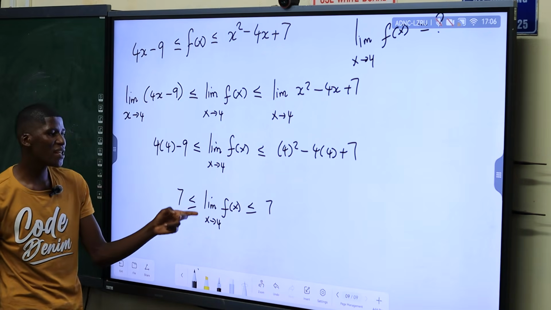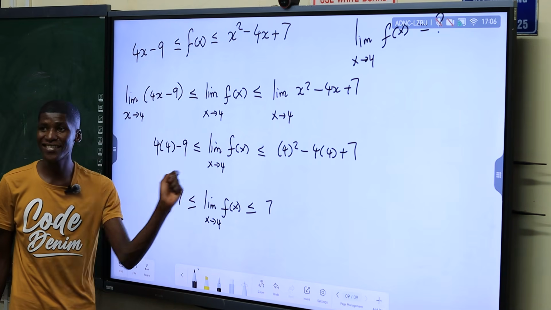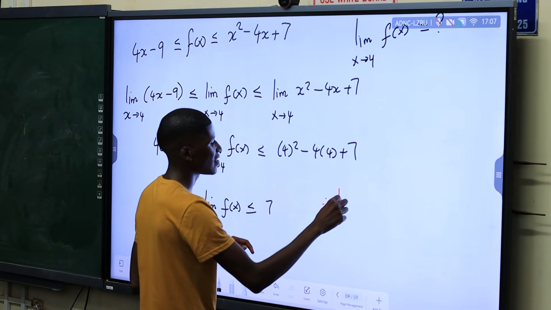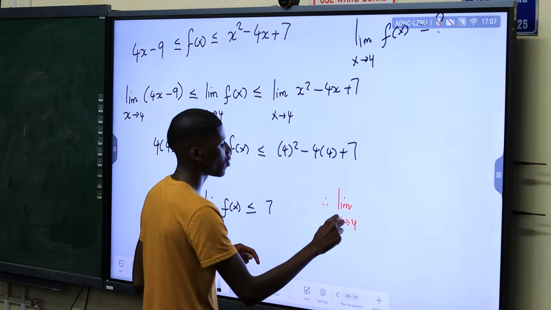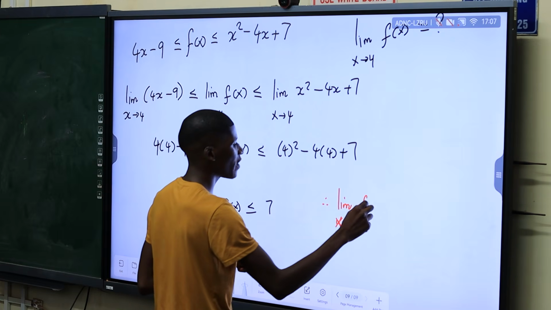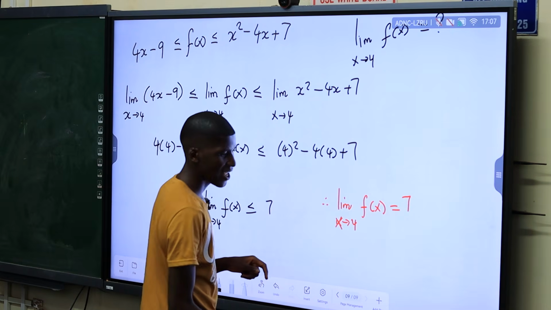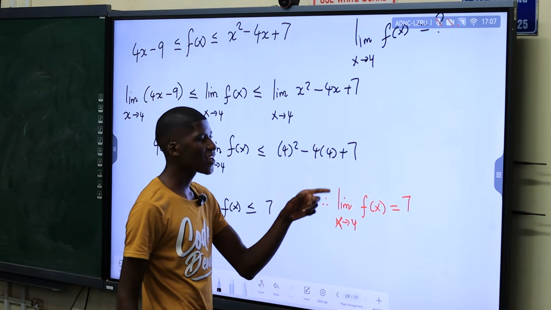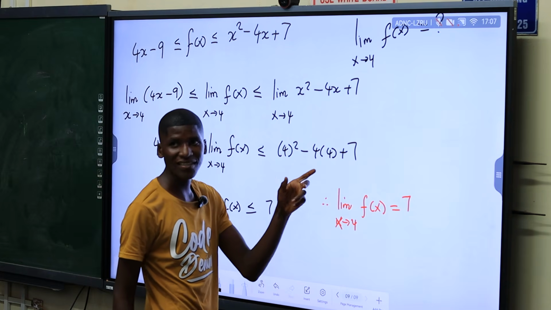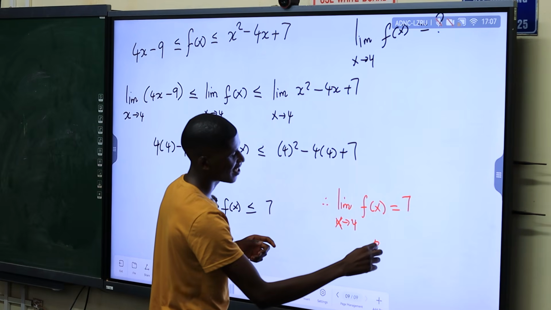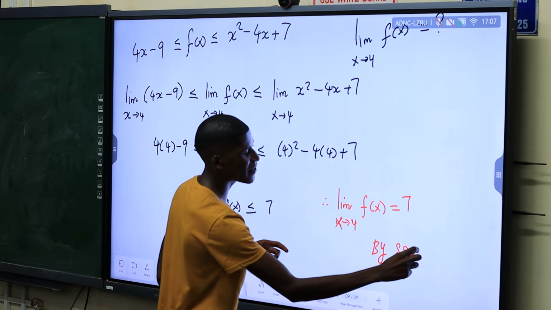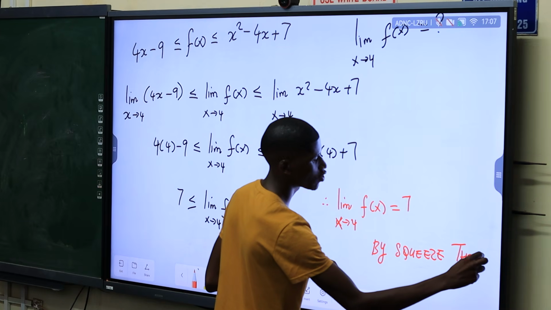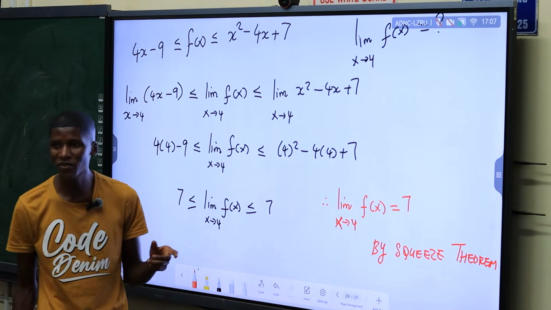That is 7. So now you see the limit is stuck between the same number, 7 and 7. In other words, I can just say, therefore, the limit as x approaches 4 of f of x, which is what we're looking for, must be equal to 7. But you are not finished here. What do you need to write to get full marks? By squeeze theorem. If you don't write the statement, you will be penalized. This is by squeeze theorem. So you've proven this by the squeeze theorem.